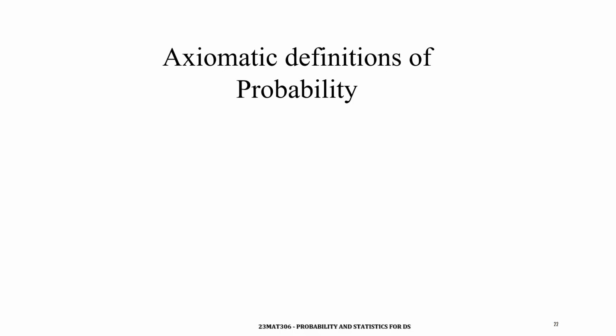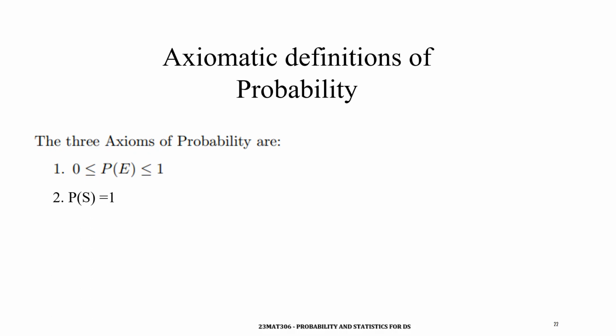The next topic is on axioms of probability. The axioms of probability define the basic rules. Rule number 1, probability is always non-negative. Probability of the sample space is 1. This is rule number 2. And probability of the empty set phi is equal to 0.